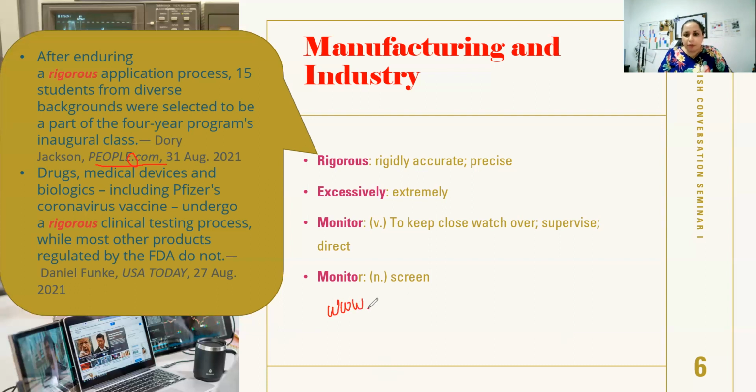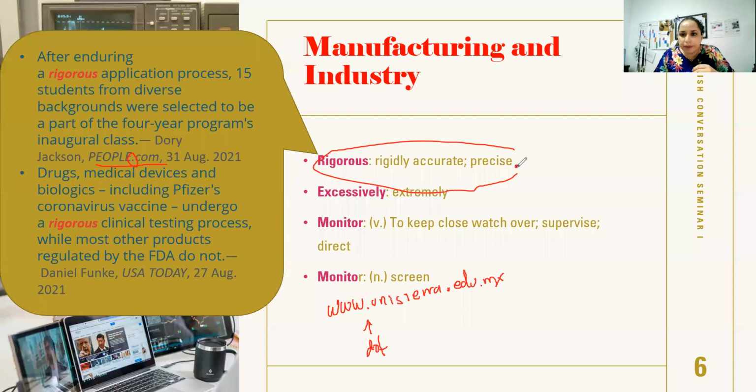Like www.unisierra.edu.mx. Did you hear how I say it? It's dot. When you finish a sentence, for example, if I put a period over there at the end, it's a period. It's not a point. A point would be about making a point of something. So this is period, or you can have period followed.